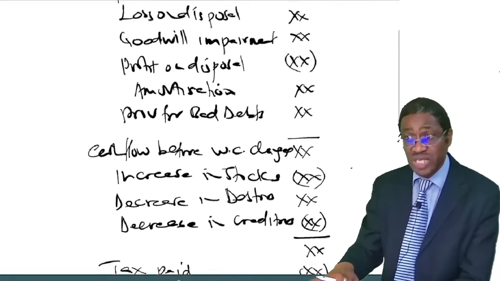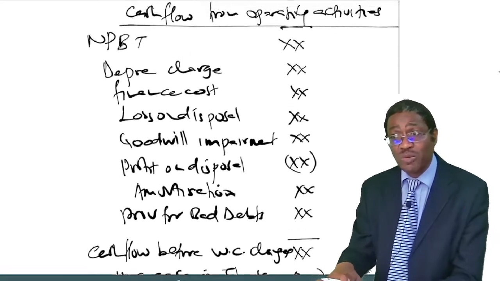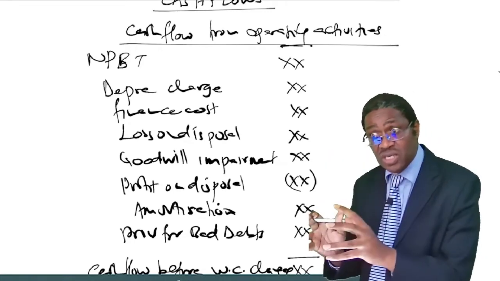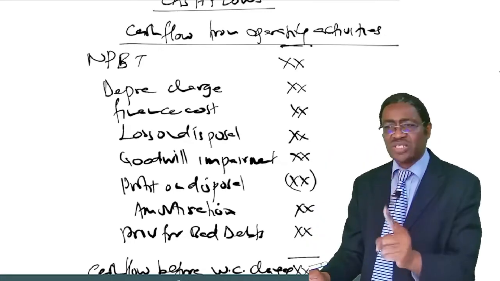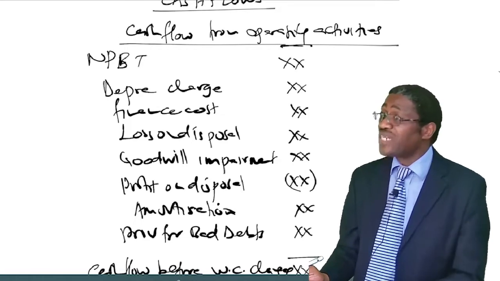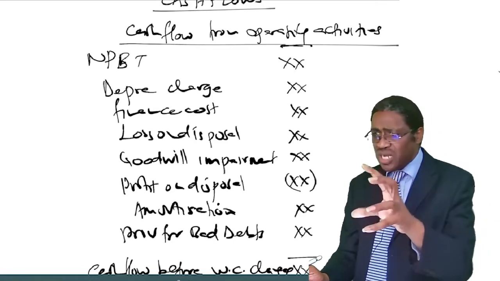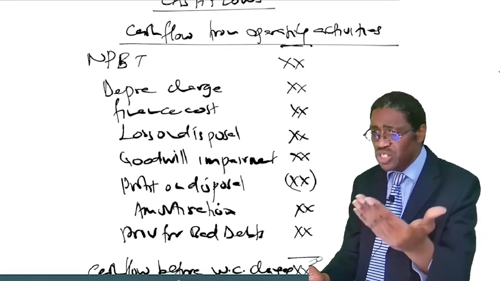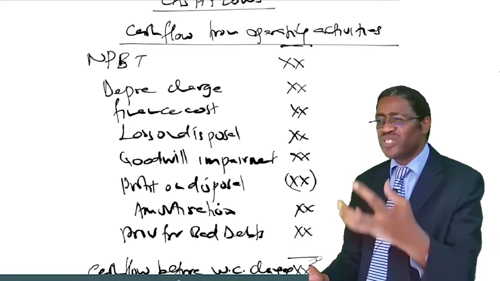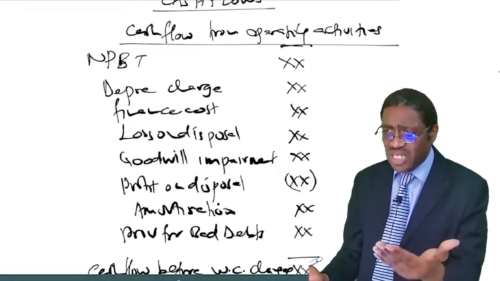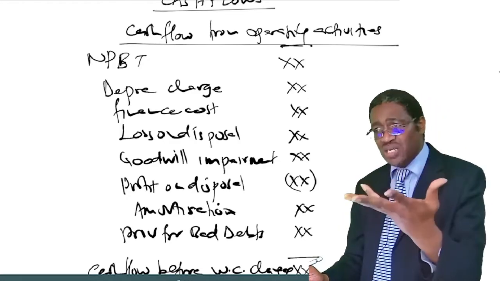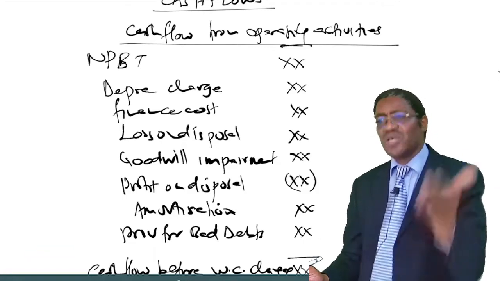Okay, so we said when you are determining cash flows from operating activities, what do you do? You start with the profit before tax. Then I have said adjust it with all the non-cash items. If that non-cash item made your profit more than it should be, then you deduct so that you get the true profit in cash terms. If the non-cash item was an item that reduced your profit, then you add.